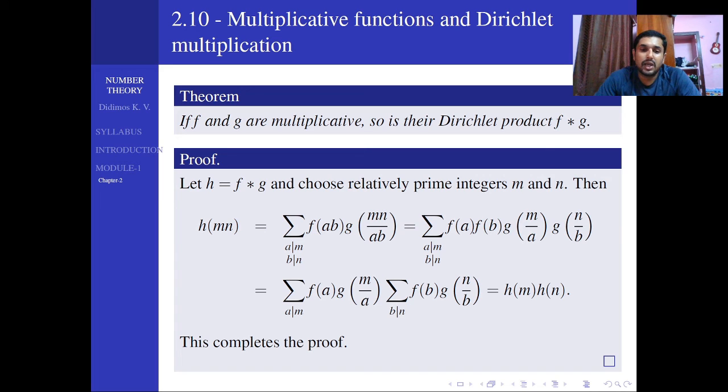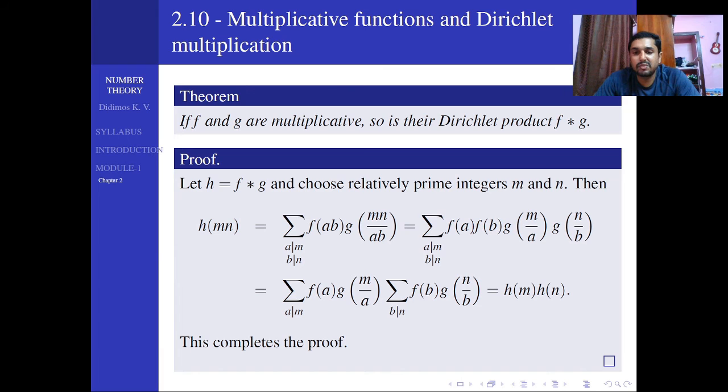But any divisor of mn can be decomposed into the product of two divisors of m and n, because if d is a divisor of mn where m and n are relatively prime, then d can be written as d equal to ab, where a divides m and b divides n. So sigma d divides mn f of d g of mn by d can be written as sigma a divides m, b divides n, f of ab, g of mn by ab. This is nothing but the replacement of that d by ab.